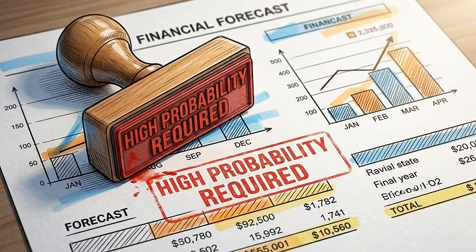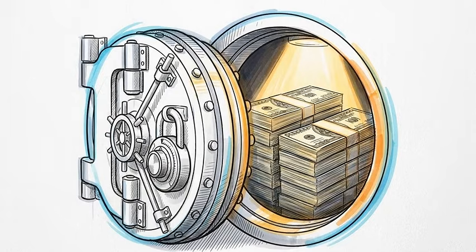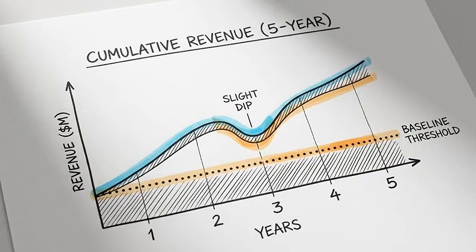But there is a crucial constraint. Variable consideration is only included in the transaction price to the extent that it is highly probable that a significant reversal in cumulative revenue will not occur when the uncertainty is eventually resolved.